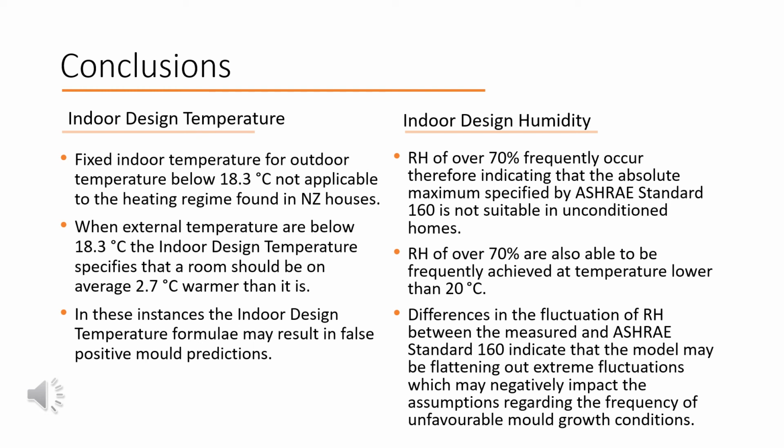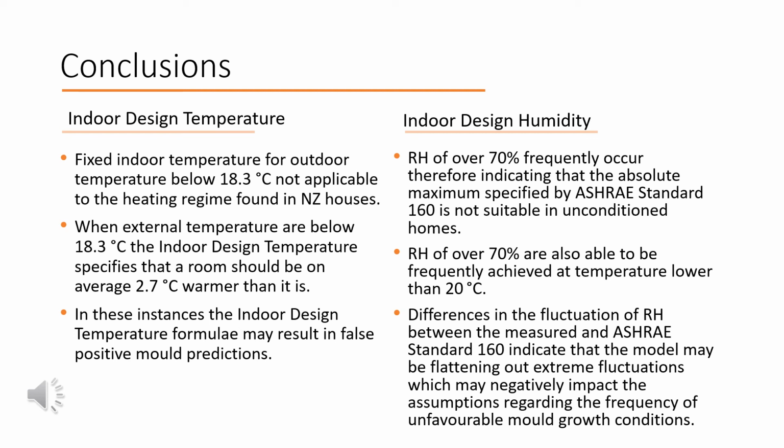So to conclude, when looking at indoor design temperature, the graphs showed that the fixed minimum indoor temperature of 21.1 degrees when the outdoor conditions drop below 18.3 is not applicable for many of the heating regimes in New Zealand houses, and rather a more direct relationship of adding 2.8 degrees to the outdoor temperature was favourable and better matched the measured indoor conditions. In several instances, the indoor design temperature specified a room that was on average 2.7 degrees warmer than it actually was, and this in turn may result in false positives in mold predictions.